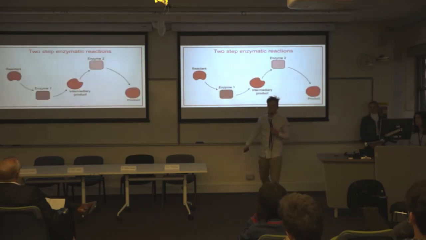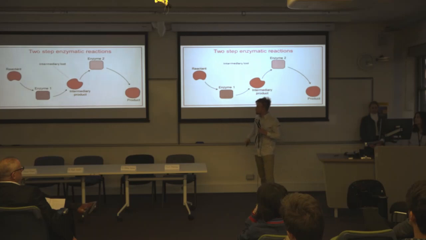What if we have a two-step enzymatic reaction? Then you have a reactant going through enzyme 1 to an intermediate product, then through enzyme 2 to the final product. But there are some problems with this. You see, the intermediate product can diffuse away and take a long time to come into contact with enzyme 2. It can also participate in side reactions, producing an unintended product. But we can fix this.